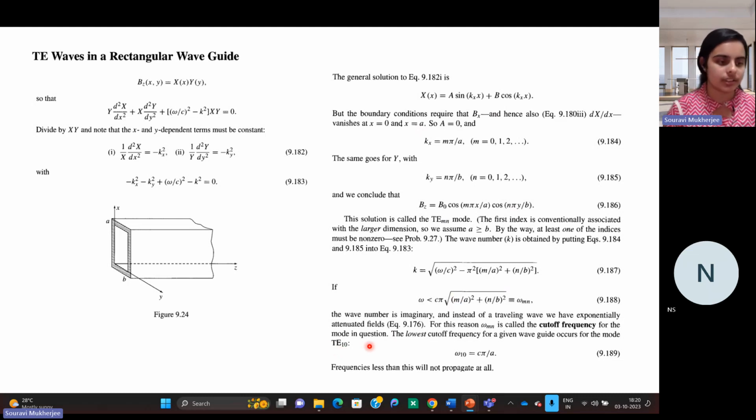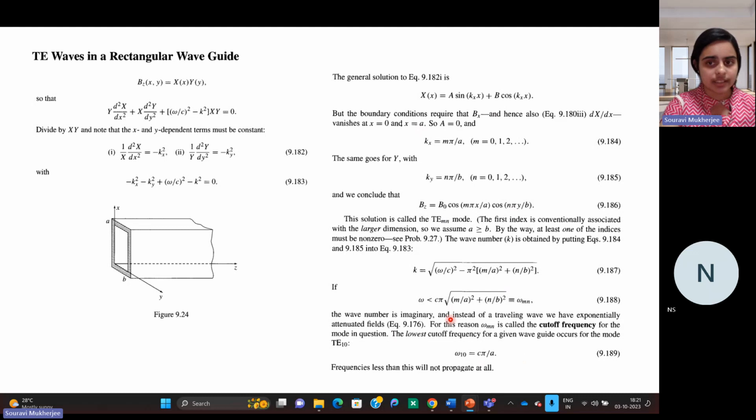So there are questions which talk about what should be the lowest cutoff frequency for a TE mode, and then we can check it for a TM mode as well. For a TE mode, this is your lowest cutoff frequency, and you can see that it depends on a, which is the dimension. Now it's important to note one thing here: you would think that this is constant, right? c is the speed of light, so that means your cutoff frequency only depends on the dimensions. But is it true? No.